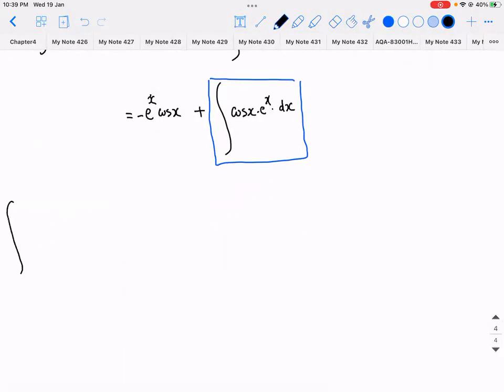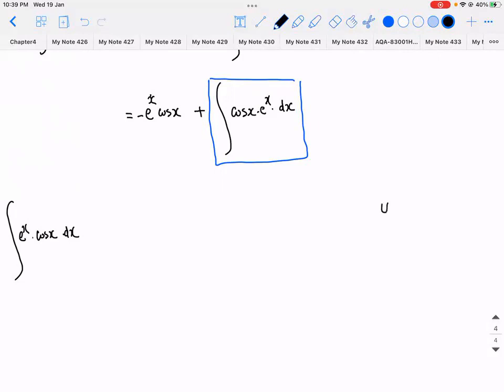Separately we will take this part, integral of cos x e raised to x dx. Here we will simply change the order. We will write it as e raised to x cos x dx. Okay, so here again we have to apply the concept of integration by parts.